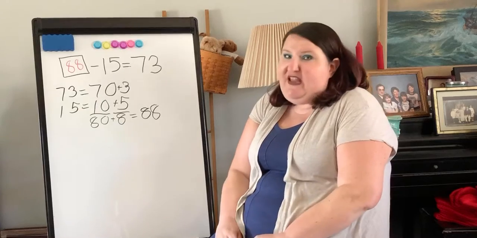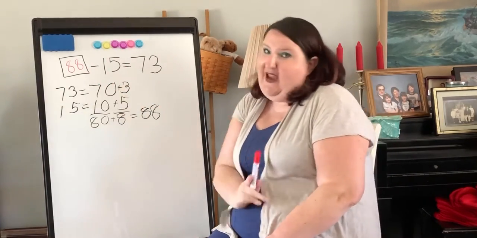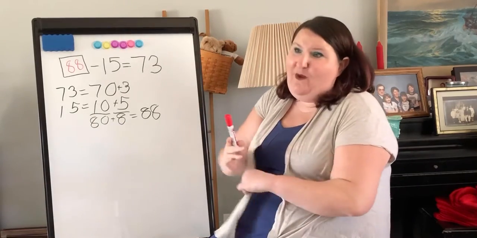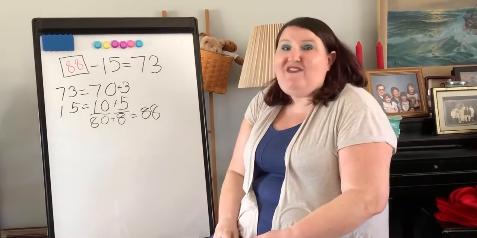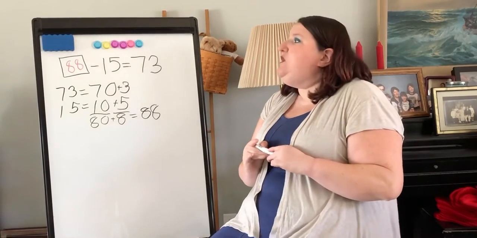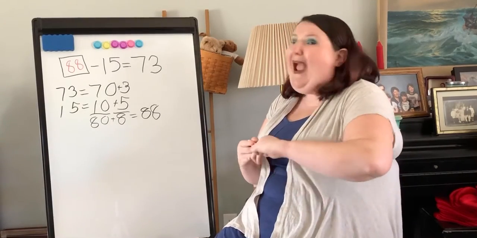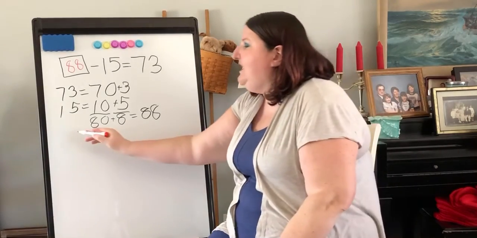And to solve this, I'm actually going to solve it the way it's written. So I'm going to start with 88, I'm going to take 15 away, and if I end up with 73, then I know that I was correct. So I'm going to do this by using sticker notation. So 88 in sticker notation.